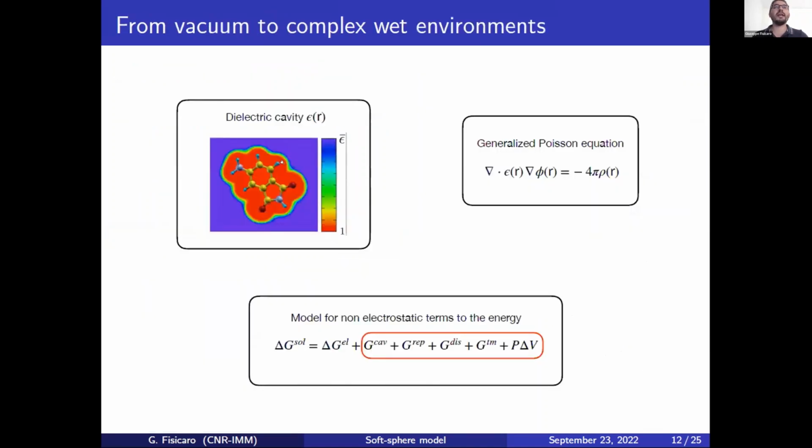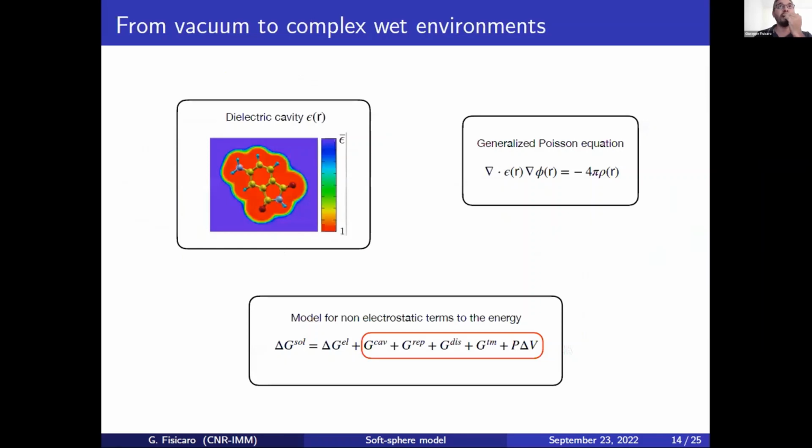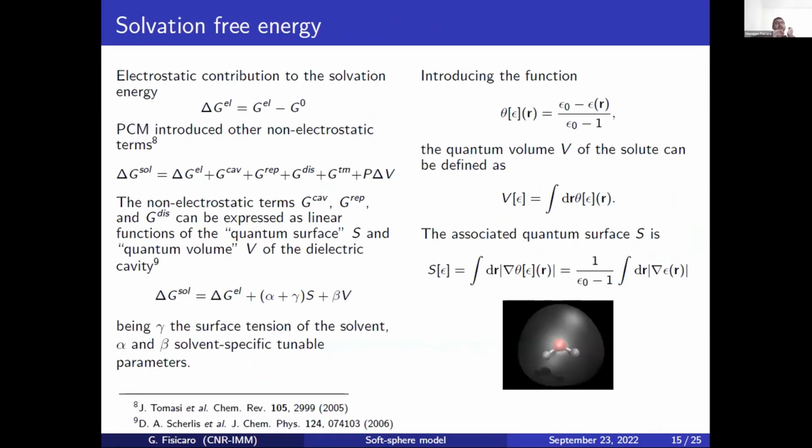Then we need a recipe for the cavity. Our cavity essentially is made by atom-centered interlocking spheres, as you can see here. And the spheres are analytic, continuous, and differentiable. This means that their product, as you can see here, is also continuous and differentiable. And the cavity takes the value of 1 here inside the atomistic system, and outside it's just the dielectric constant of the solvent. So here, essentially, then we need a model for the non-electrostatic energy.